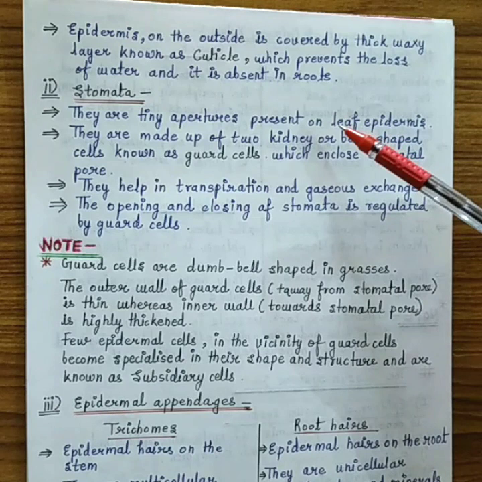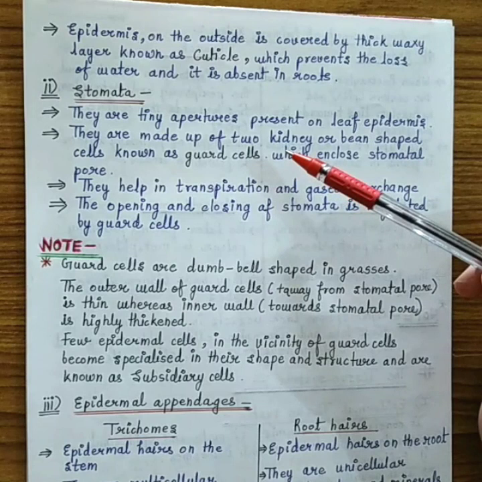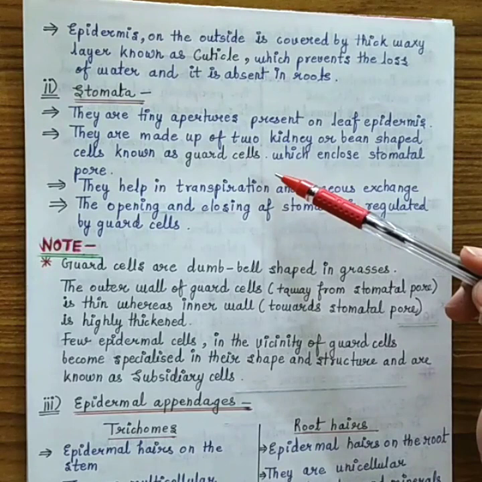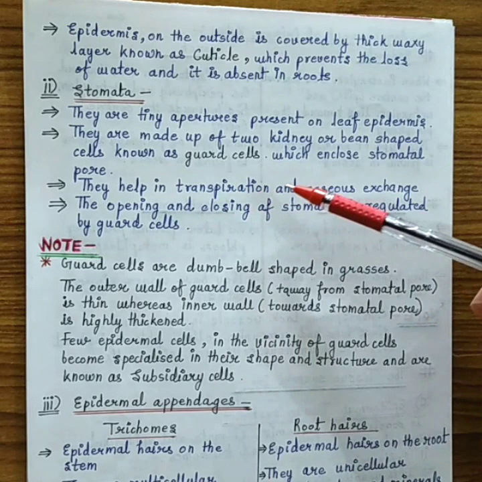Ye leaf ke epidermis pe present hone wale tiny pores hote hain, and they are made up of two kidney shaped cells. Kidney shape or bean shaped cells ke bane hote hain, which are known as guard cells, and two guard cells enclose the stomatal pore, and this aperture together constitute the stomata. So guard cells enclosing the stomata pore, they constitute stomata. These kidney shape or bean shaped cells, guard cells, make up the stomata.